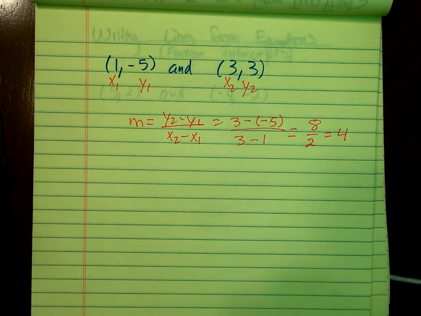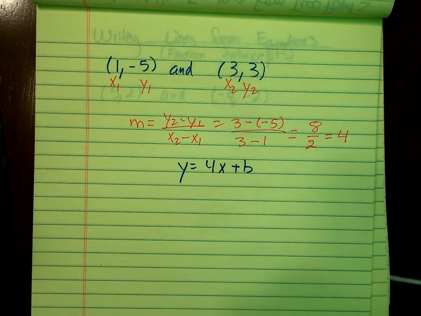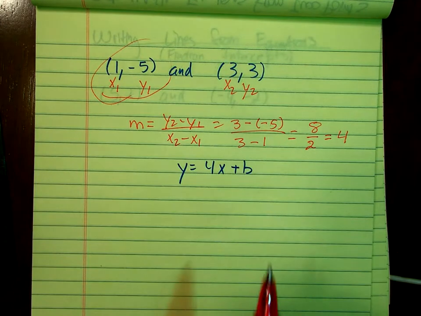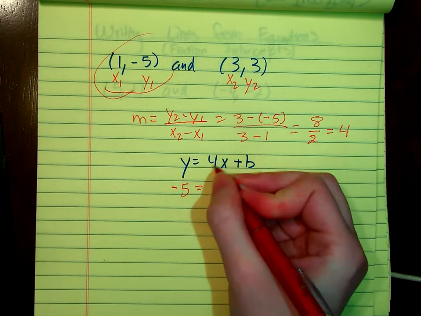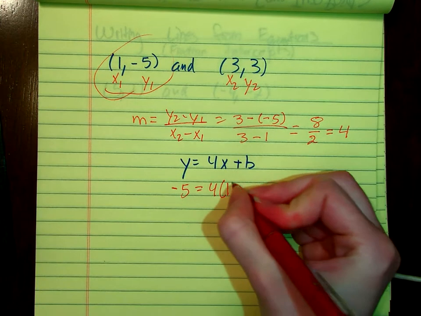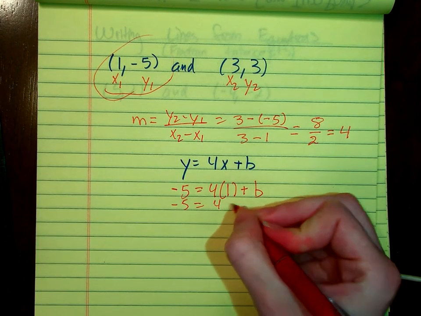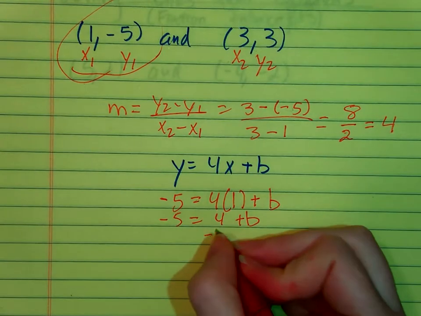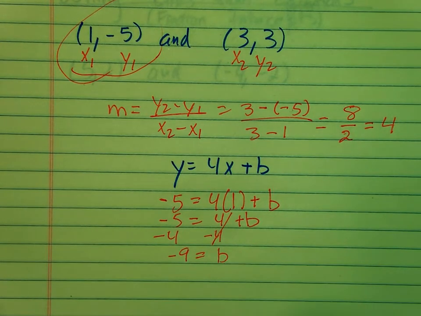Now we know for our equation we have y equals 4 times x plus b. We don't know our y-intercept yet, but we know our slope is 4. Now we're going to pick a set of points to plug in. Again, just to differentiate it, I'm going to put in the first one. So then we get our y, negative 5, equals 4 times our x plus b. We get negative 5 equals 4 plus b. I'm going to zoom in a little bit here. Subtract 4 from each side. So then we get b is negative 9.